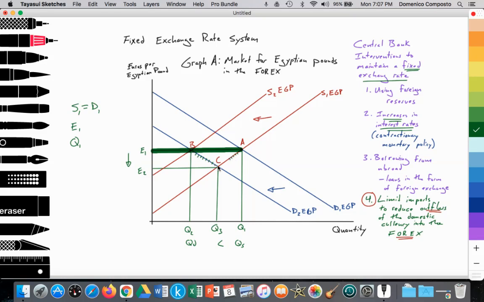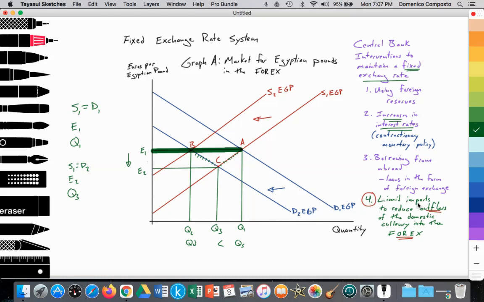Quantity demanded increases from point B to point C, according to the law of demand, from Q2 to Q3, and the quantity supplied decreases from point A to point C, or from Q1 to Q3, establishing a long-run equilibrium at point C. Where at point C, we see that where S1 equals D2, it provides the long-run exchange rate at E2 with a new quantity supplied and demanded at Q3. But the central bank wants to prevent that depreciation. They want to maintain the value of the currency at E1.